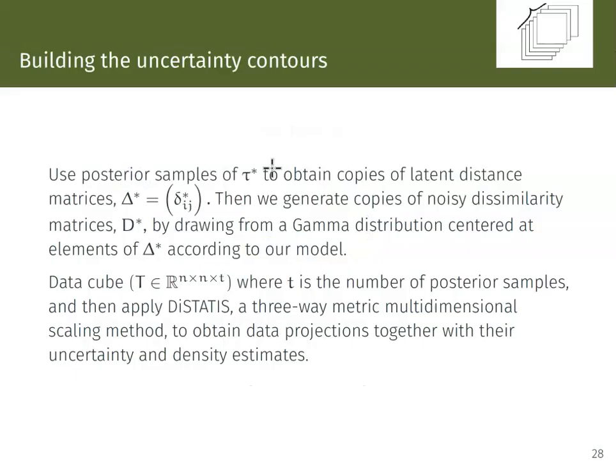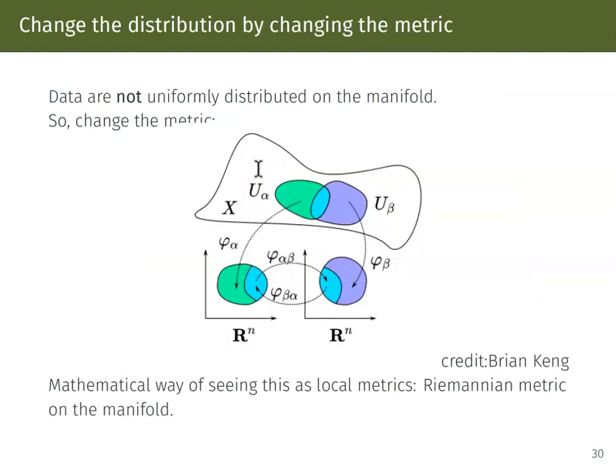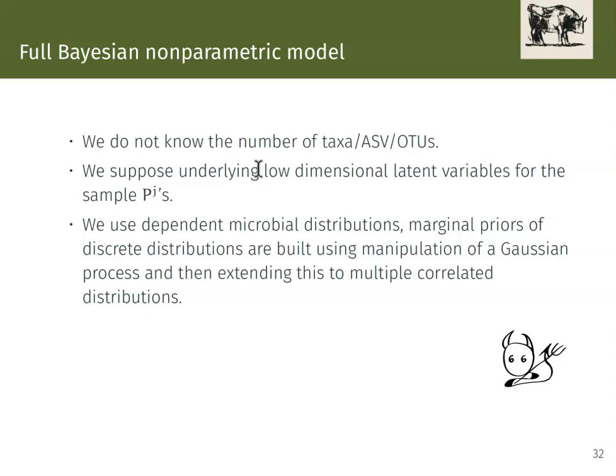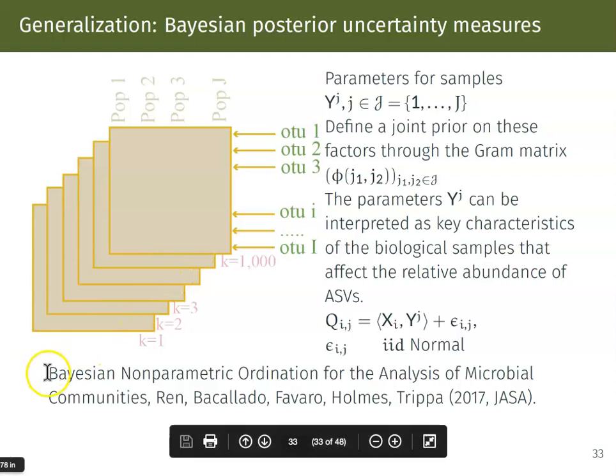So, more generally, I'm going to point you to another application of this method of aligning the data, although I don't have time to go into the detail. This was actually done using UMAP, which is a generalization of this one-dimensional method to several manifolds. And this also uses a change of distribution. And so for the full Bayesian nonparametric model, this is work that appears already in the Bayesian nonparametric coordination analysis of microbial communities in JASA.